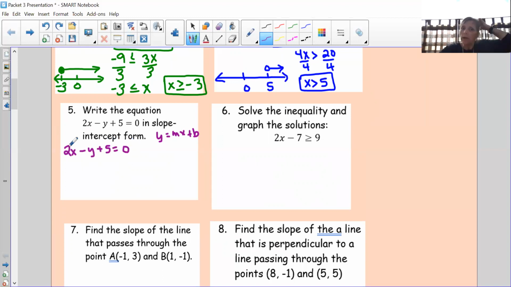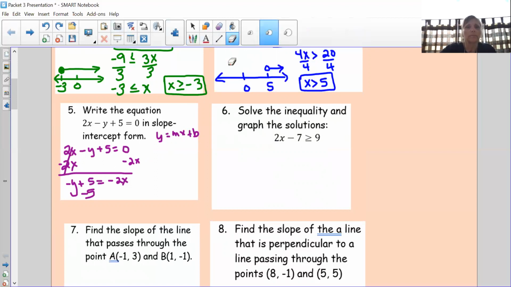Okay, one more time. I'm going to move the 2x by subtraction, and I'm going to move the 5 by subtraction. So minus 2x, minus 2x. Okay, so I have negative y plus 5 equals, now 0 minus anything is itself, so I'm going to put negative 2x. Okay, now we need the 5 gone. So I'm going to subtract away the 5, excuse me. I could have done that a little better. Okay, minus 5.